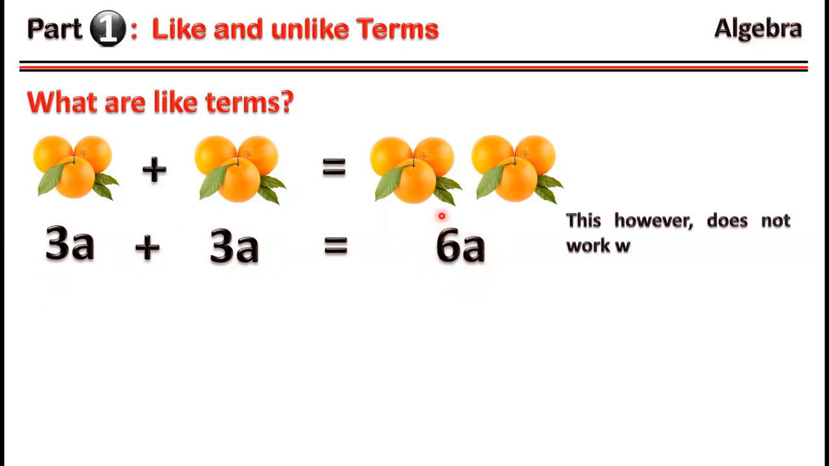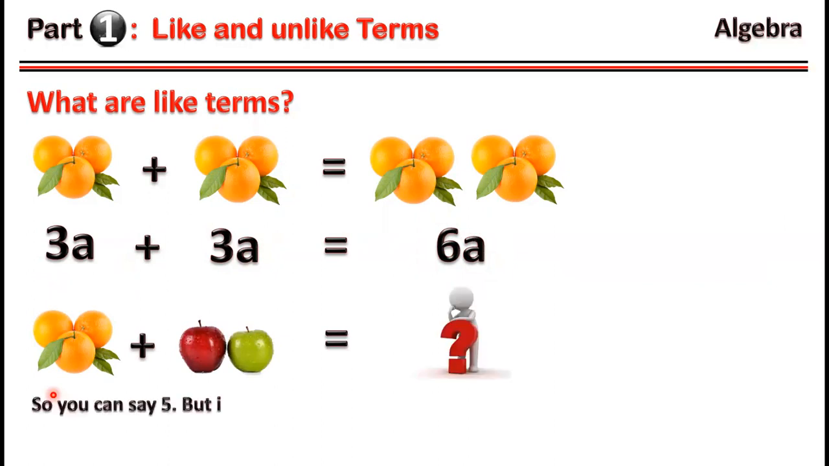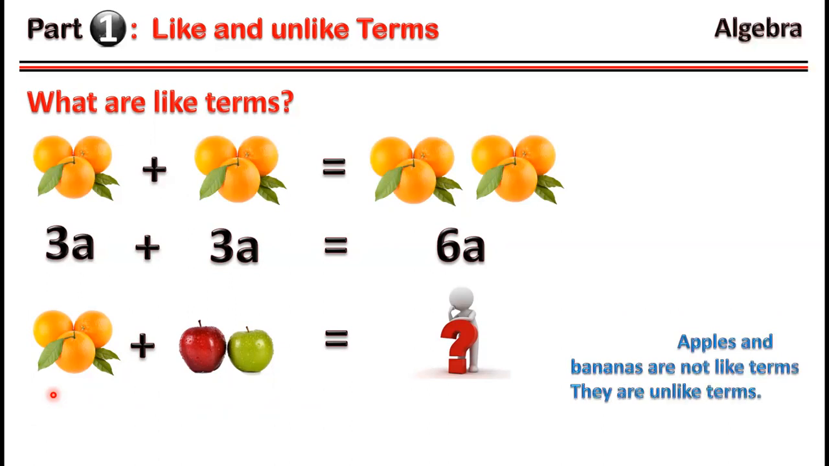Now let us look at what happens when we add oranges to apples, for instance. If you have oranges plus apples, what is the result? The result is 5, right? But now is the result 5 oranges or 5 apples? Because we cannot have a single term for these two, it means they are not like terms. So it does not work because they are not like terms. Apples and bananas are not like terms. So we say that they are unlike terms.